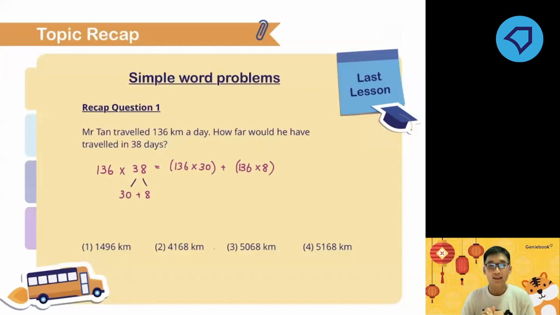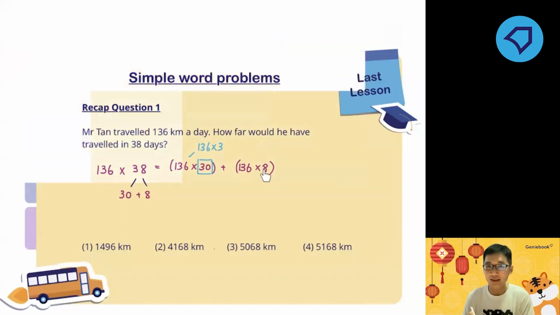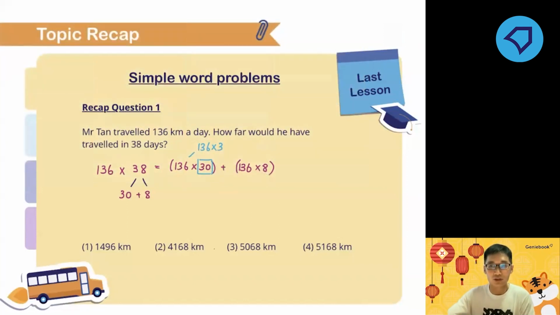Now, for the multiplication by 30, remember in a few lessons ago, you can take 136 times 3 first, then later on add a 0 to the back of the answer, because 30 is 3 times 10. When we multiply anything by 10, it's just adding one more 0 to the back. So for those who missed the lesson on multiplication a few weeks ago, to take 136 times 30 is the same as taking 136 times 3 first, then you add a 0 to the back of the answer. Then you do the same for 136 times 8, after which you add both answers together.